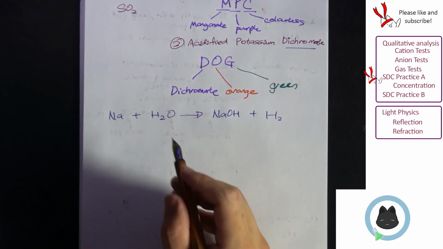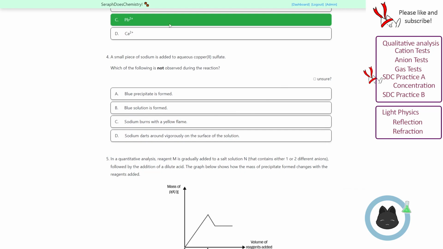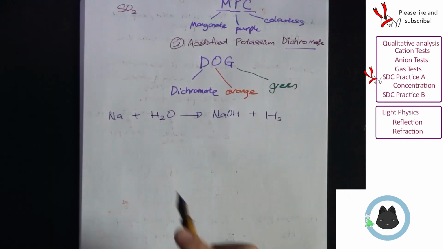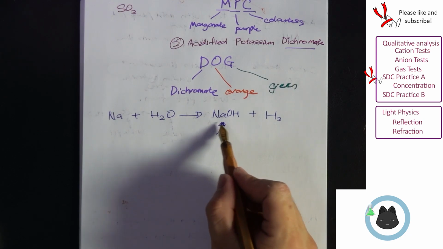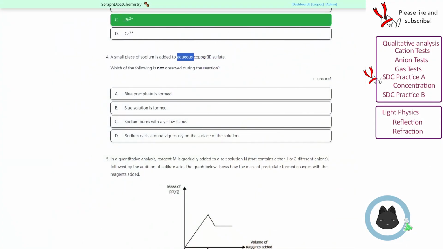So in this, they hide the information. They give you sodium, touches aqueous. Aqueous means got water, right? So it will form sodium hydroxide. Then sodium hydroxide reacts with copper. Then what will happen? Blue precipitate will form.